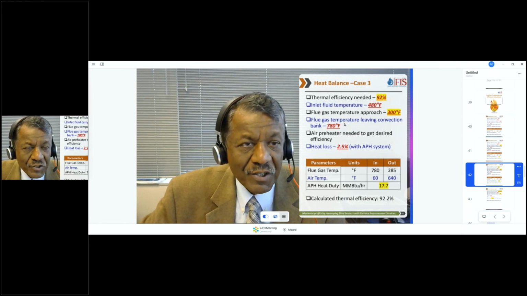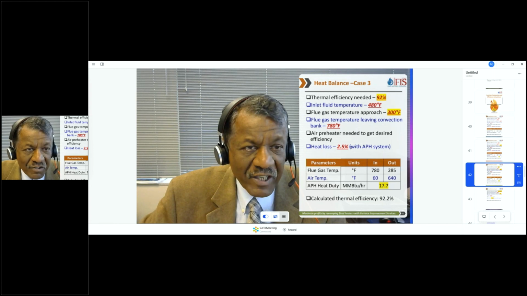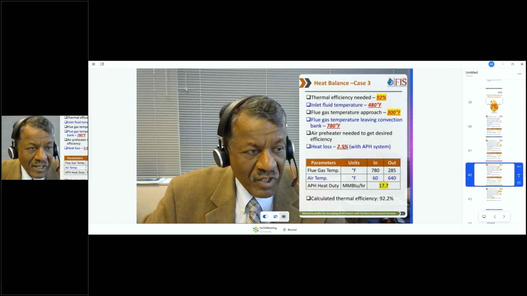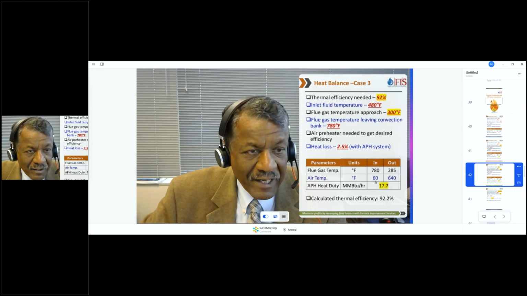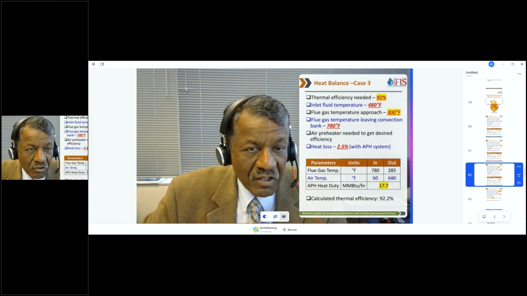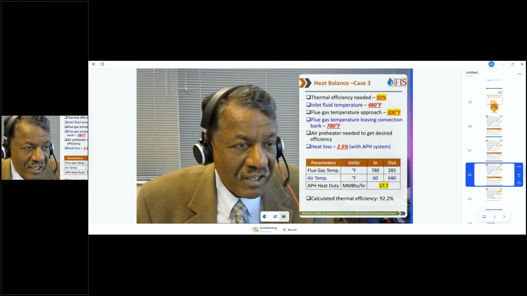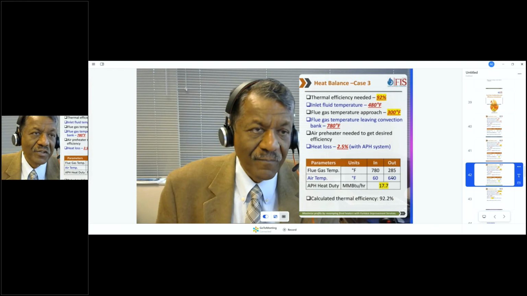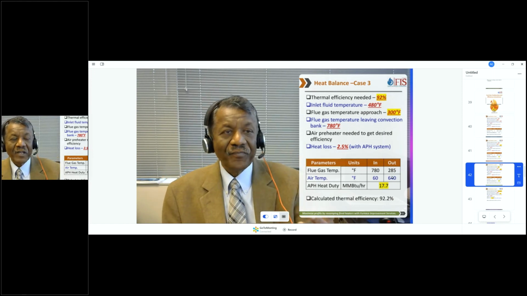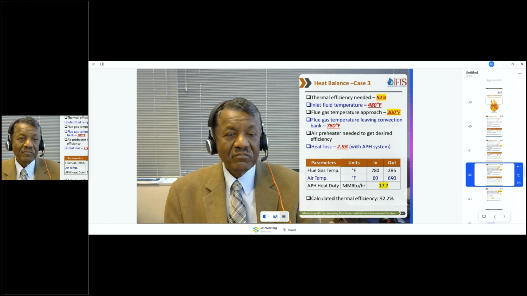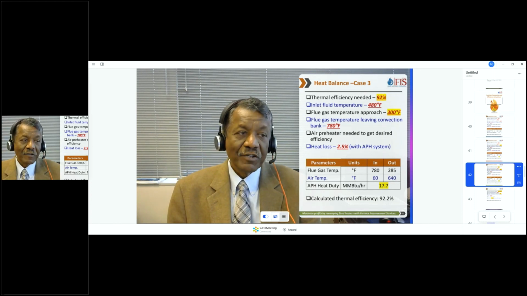My flue gas temperature is about 780 here. Heat loss is still 2.5%, but I end up having a much larger air preheater. And you see, my air temperature goes up from some 300 to 640 now. So I will be making more NOx, but if I can meet the emissions limit, this design will work as well. So you can see we can come up with different options.